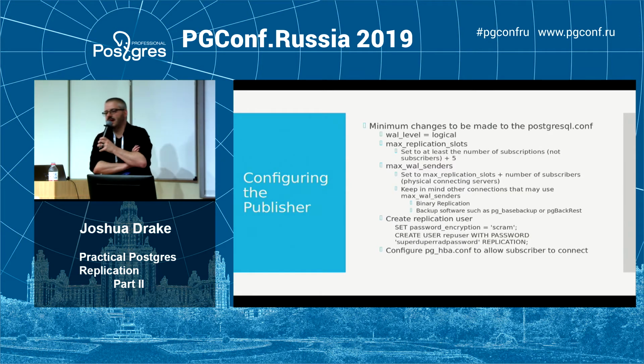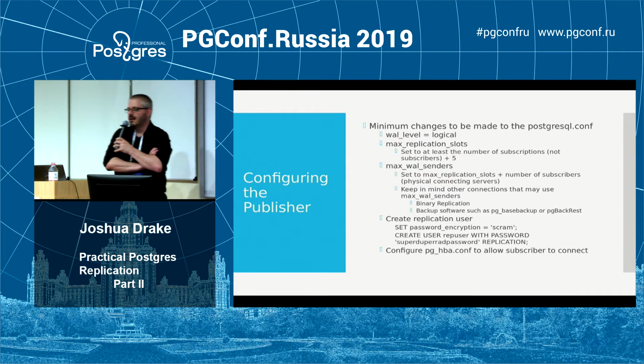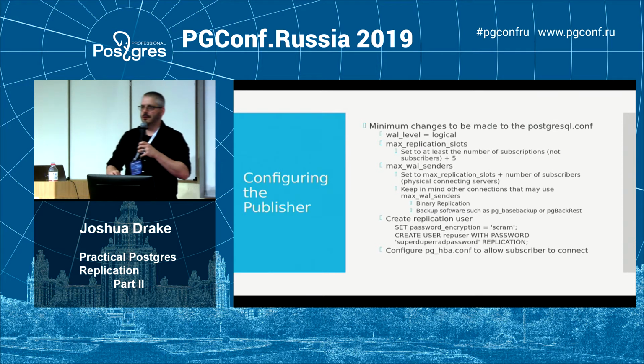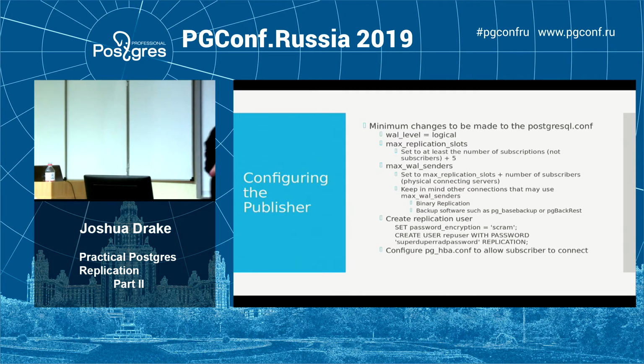Here are the minimum changes to the postgresql.conf that need to be made. Your wal_level must be logical. Your replication slots set to at least the number of subscriptions, not subscribers, plus 5. Why is this really important?